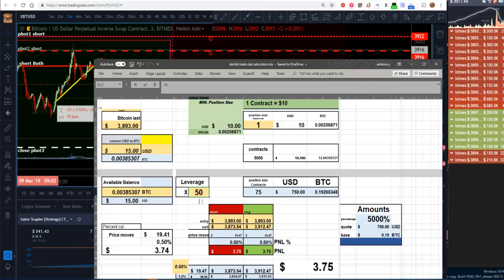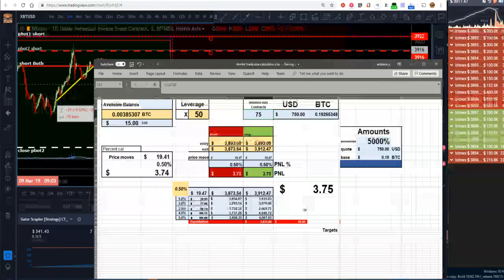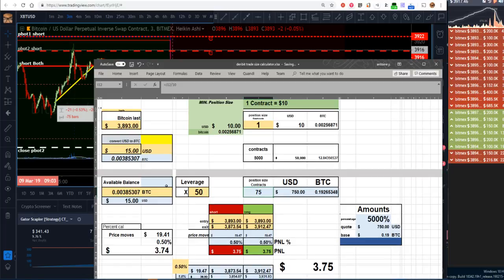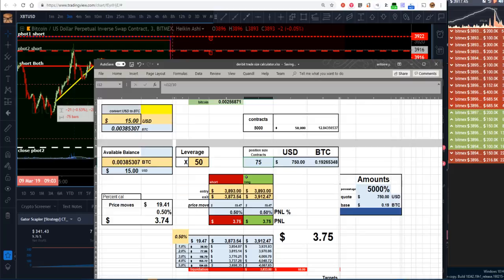All right, so the contracts that we're going to use is 75 at 5,000% of our balance to get this. We're going to be trading with 750 bucks. Now our contract should show up at 75. We'll see when we place a short or long. Now, this 0.5% point, when it gets to 0.5%, you see this $3 and you see this amount of Bitcoin, which is right here.